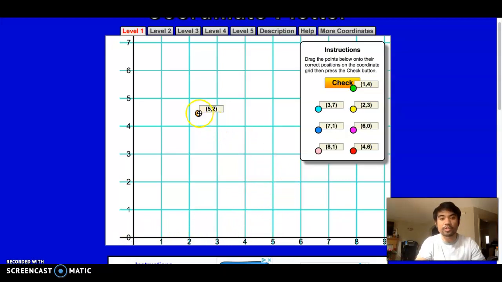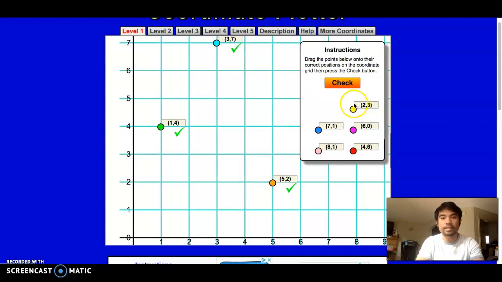So my orange is right over here. Are we correct? Yes, we are correct. Let's try another one. This one is 1, 4. So this green button over here, we are going to go 1 to the right on the x-axis, and then we're going to go 4 up. So it's right over here. Are we correct? Yes, we're correct. Now these ones, 3 and 7. So we are going to go 3 to the right on the x-axis, and then 7 all the way to the top, right over here.